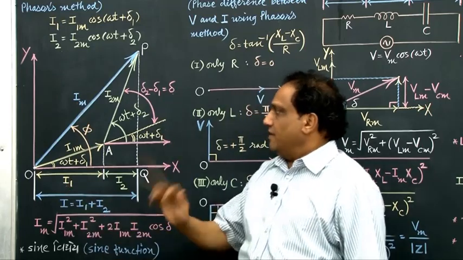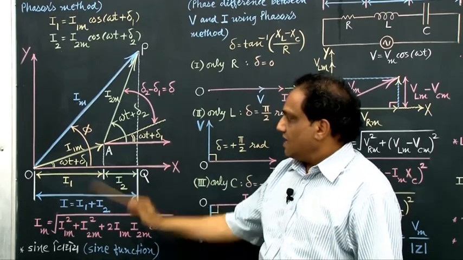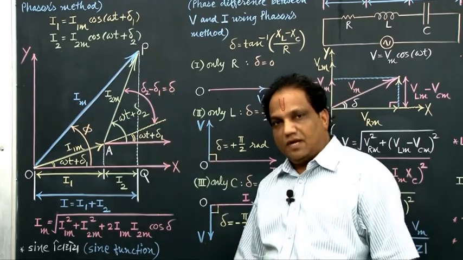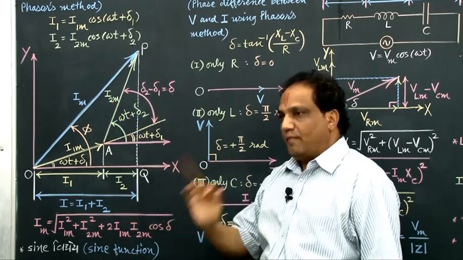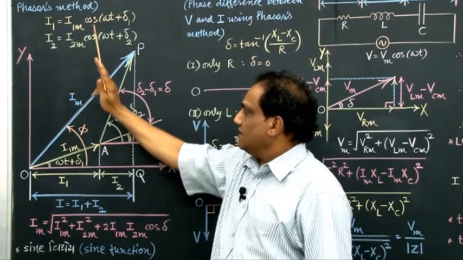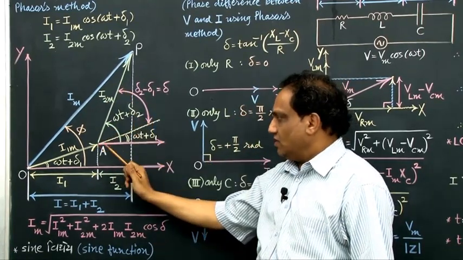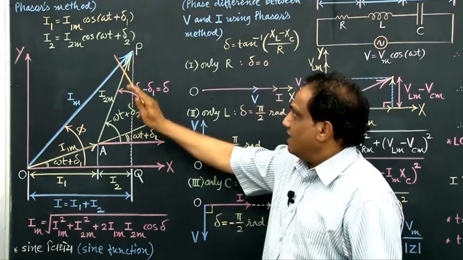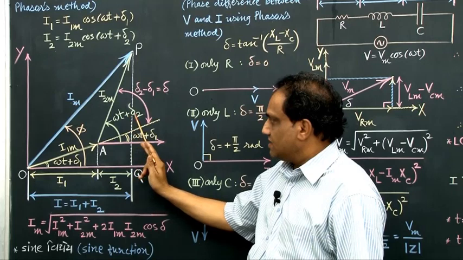Correct? Now represent the second harmonic function by the second phasor, and it is vector AP. Correct? Now tell me, the length of this vector is equal to the maximum value of the second harmonic function, that is I2m. Fine. Now the angle made by this vector with the positive x-axis should be equal to the phase of the second harmonic function, and it is omega t plus delta 2. Here it is. This angle is omega t plus delta 2.